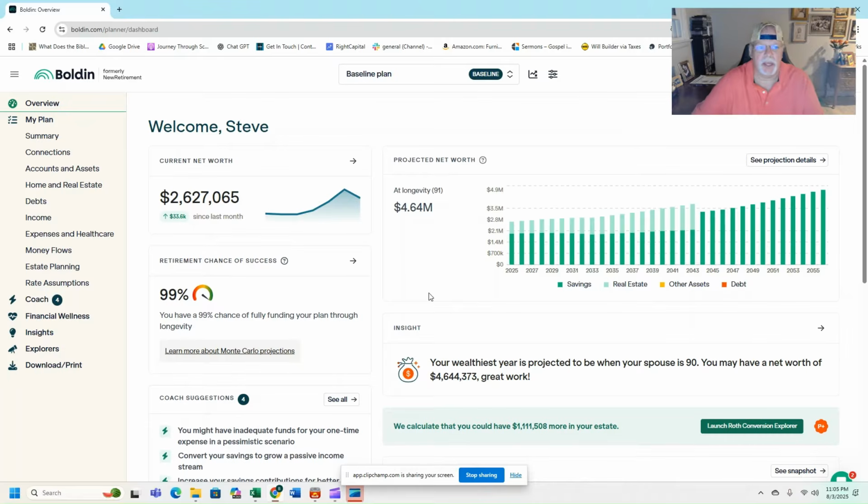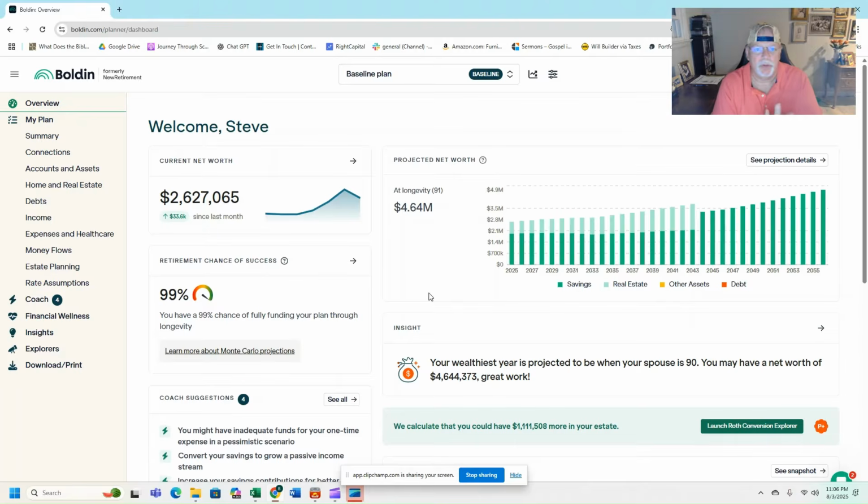So what we're going to go over today is we're going to start right at the beginning here with Boldin on my front page screen. What we're going to cover today is required minimum distributions and how Boldin can help you manage your plan. Now, in the old Boldin, I noticed it never seemed to be able to help me.